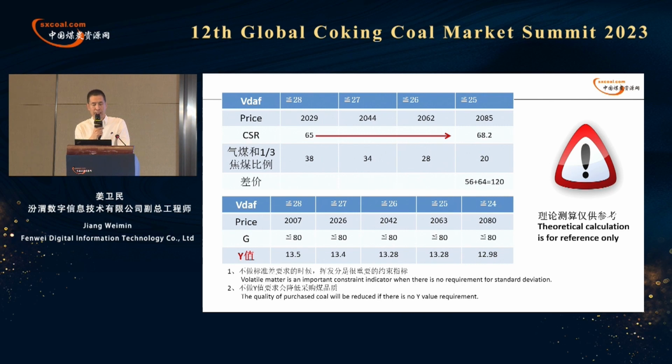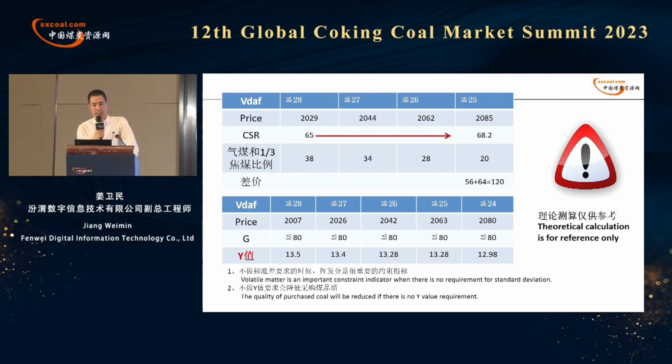So the price was from some time back. It may not be very indicative. The CSR is 65, and that was in 2019, and then 26, 27, 28. That is the proportion of methane coal and 1/3 of coking coal. So it's 38, 34, 28, and 20.